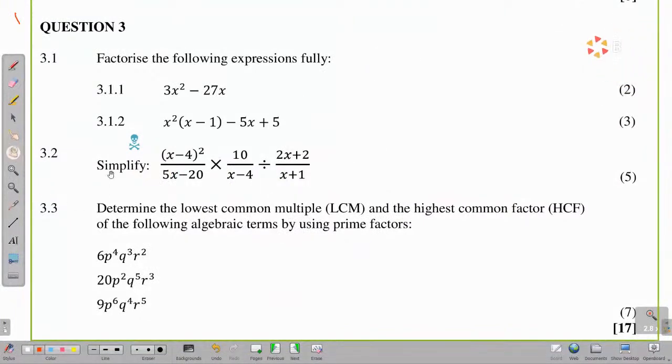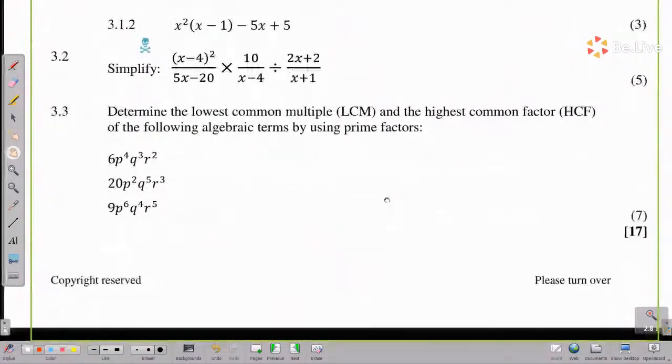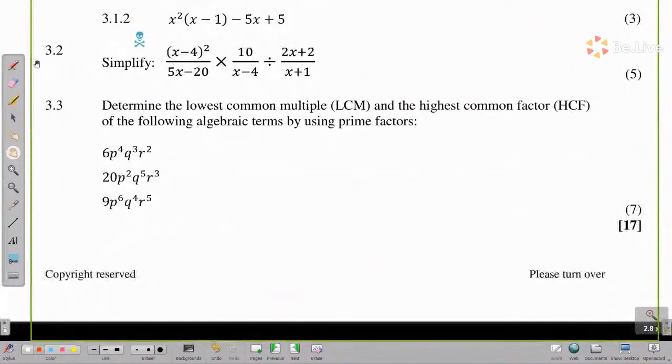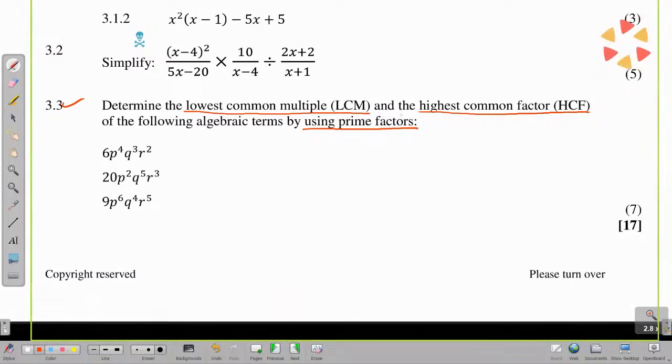Now let's look at the last one for our session. As I said, I just wanted to give a quick revision for you guys as you're preparing for your final exam. It says determine the lowest common multiple LCM and the highest common factor HCF of the following algebraic terms by using prime factors. Key things there. So first thing is, for us to determine this and this, we need to understand what are prime factors. So let's start from here.